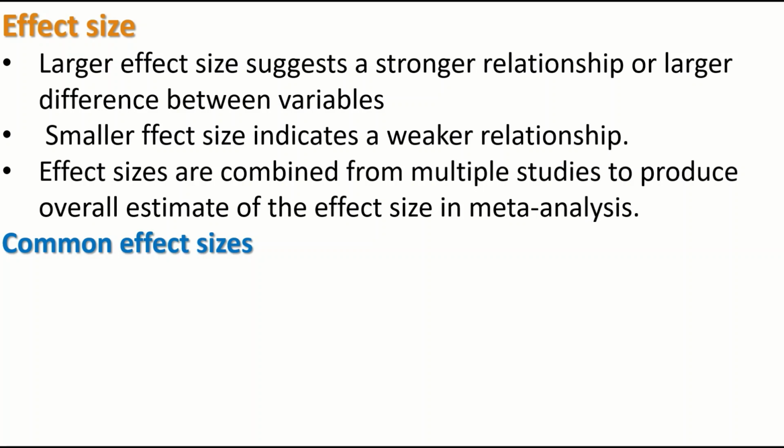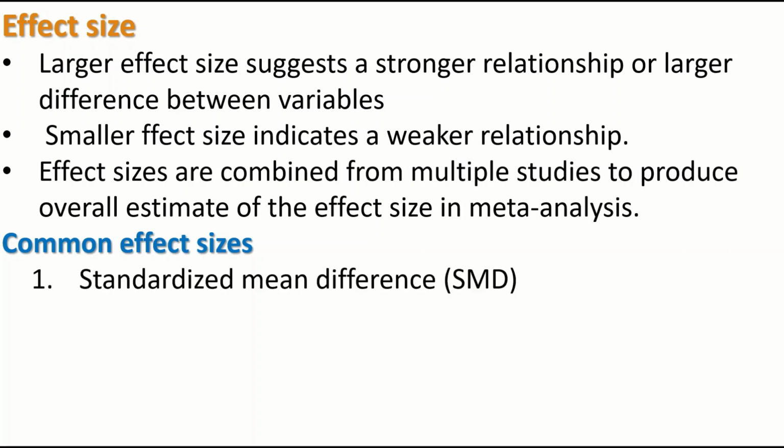So the common effect sizes in practice, the first one is the standardized mean difference, which is abbreviated as SMD. The second one is the odds ratio. The first one is used when the variables or the data are continuous and the mean is determined for two groups. Then the means for both are standardized. The second one, which is the odds ratio, is used when the outcome is binary or categorical.